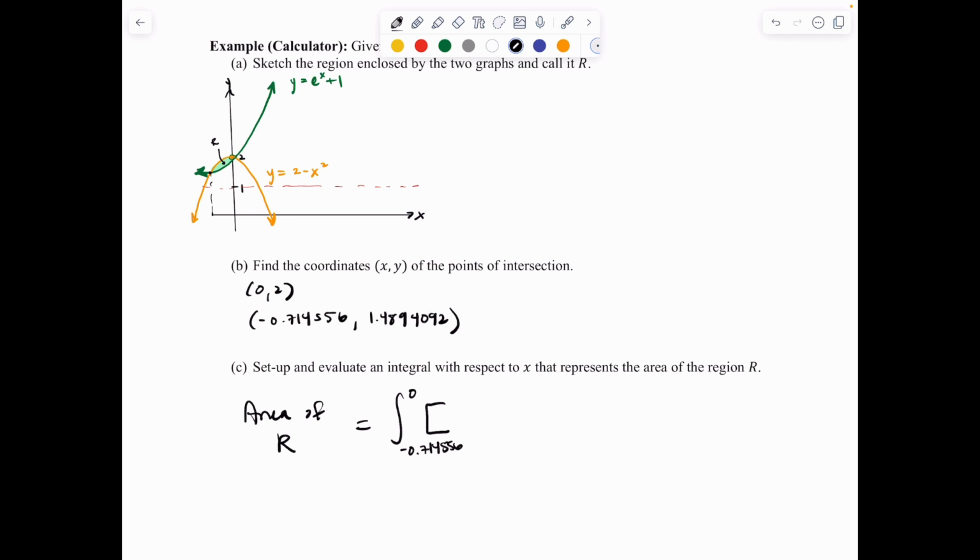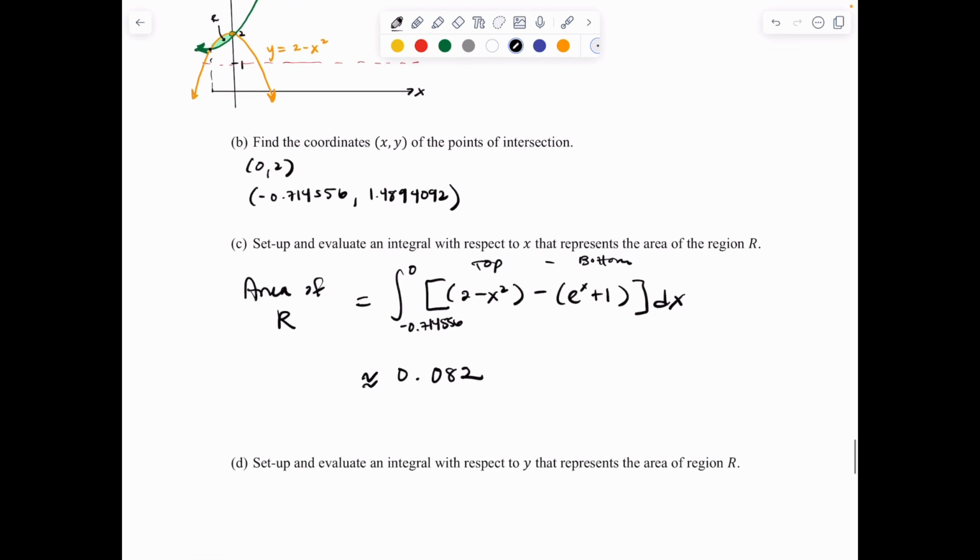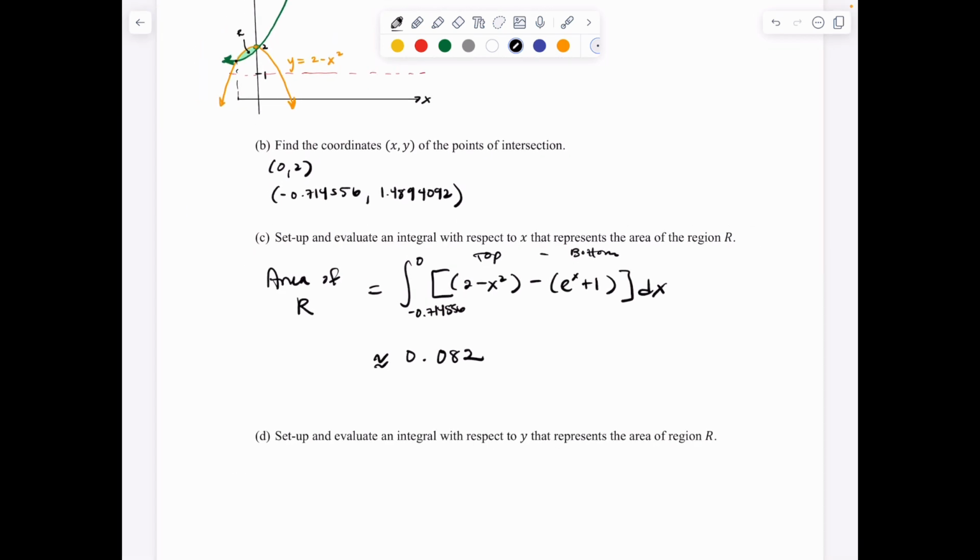So we'll do top function, 2 minus x squared, minus the bottom function. Make sure you have grouping symbols around the integrand. So again, top minus bottom. And then when you put that into your calculator, although it doesn't, oh, it does say set up and evaluate. You put it into your calculator, you should get about 0.082 for that area.